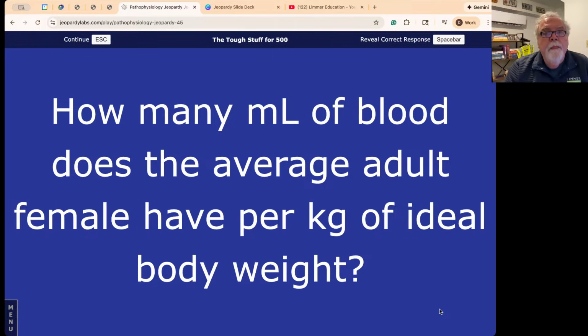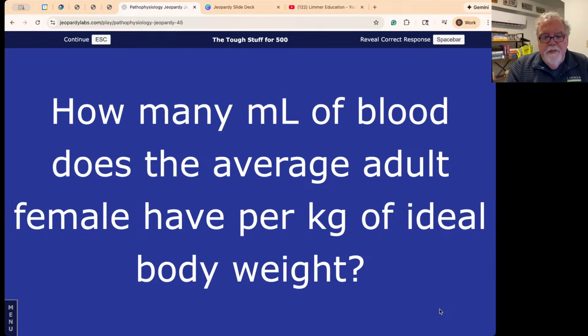Now, some of these things, it's okay if you don't know them, because remember, we are on tough stuff, and the more value for each one, tough stuff for 500 is probably going to be the toughest question in this deck. But there's a couple points that I want to get from this. How many milliliters of blood does the average adult female have per kilo of body weight?